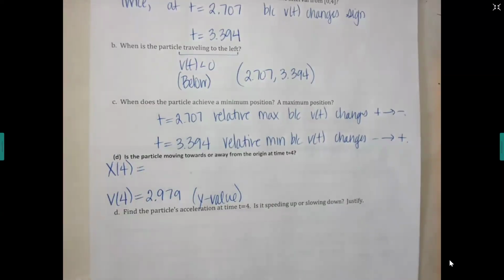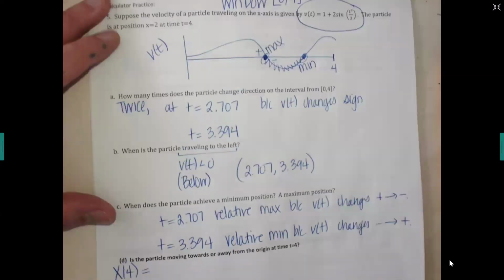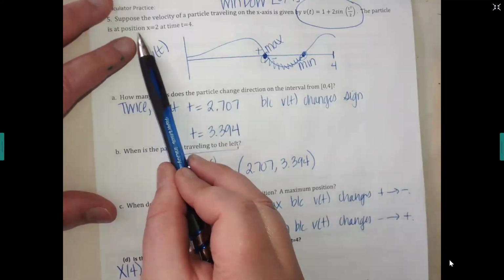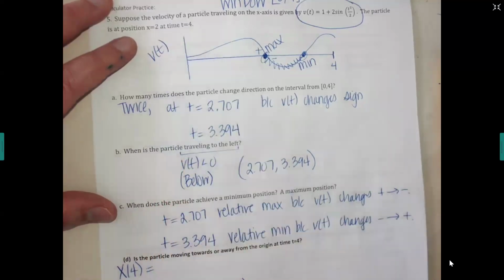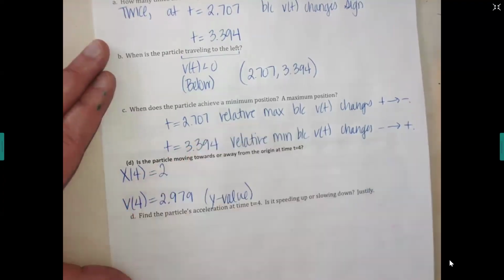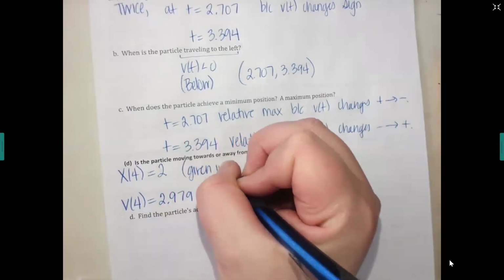Okay, but the other thing I need is position, and when I'm looking at a velocity graph, can position be found there? No, because remember, every time you take the derivative, you lose a little bit of information. So look back at the last sentence of your question. What does it tell you the position is? Okay, right here, the particle is at position 2 at time 4. So your position at 4 is 2. And then I'll put given in prompt.